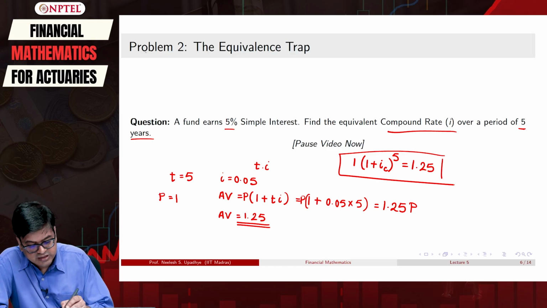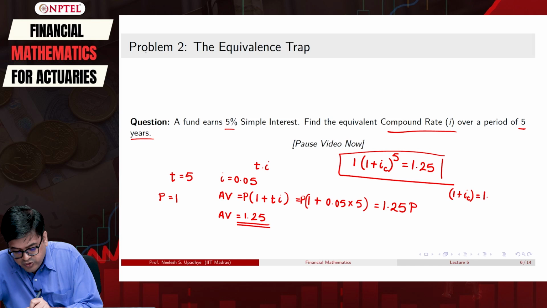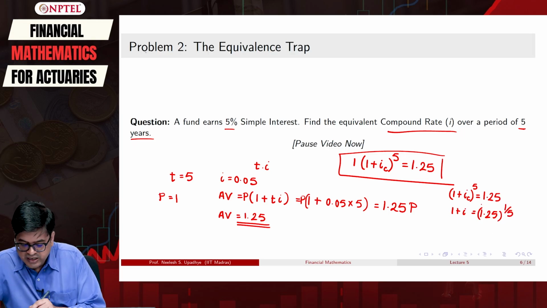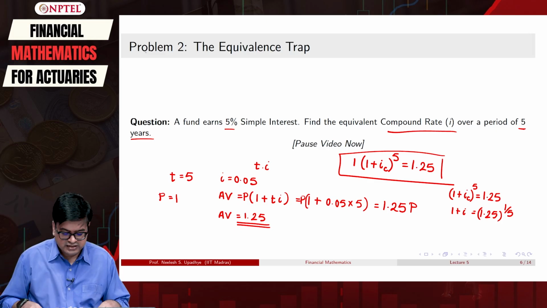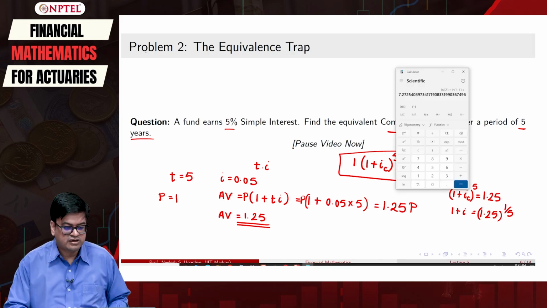So this equation essentially means I need to compute (1 plus i_c) raised to 5 equal to 1.25. So I need to take the 1/5 power of that, so that 1 plus i_c is equal to 1.25 raised to 1 by 5. If I am able to compute this, I have computed my interest rate. Let us see if I can do it using the scientific calculator that we have shown earlier.